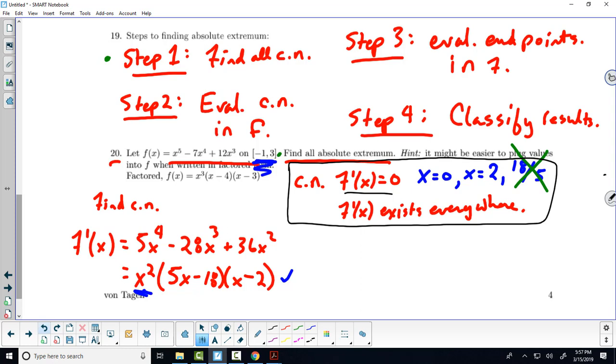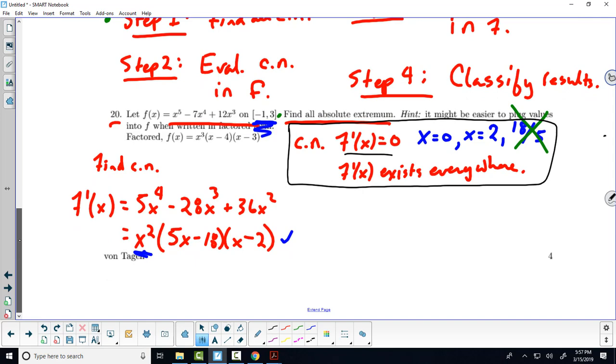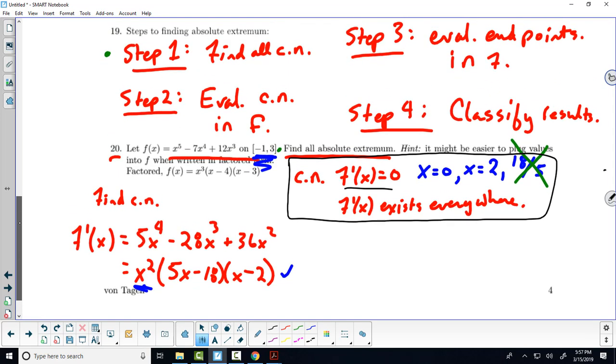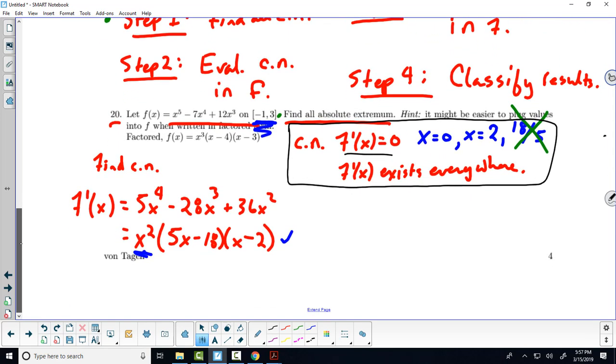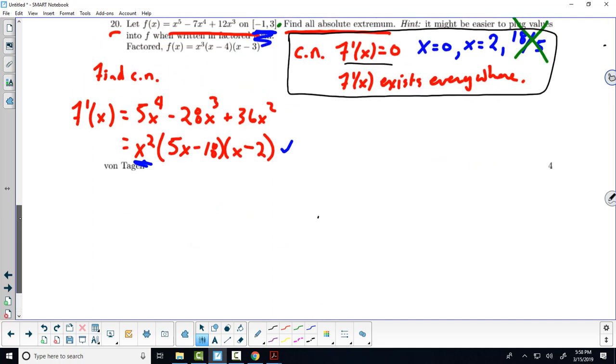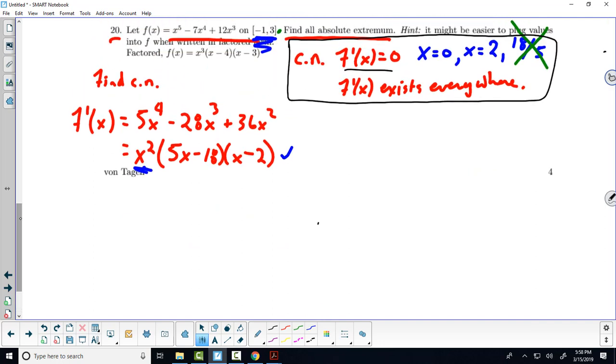Okay. So now what are we going to do? Well, we've done step 1 and step 2. We've done step 1. We found the critical numbers. Now we're going to evaluate the critical numbers. I should have moved this to another page. We're going to evaluate the critical numbers in f of x. Okay? So let's see here.